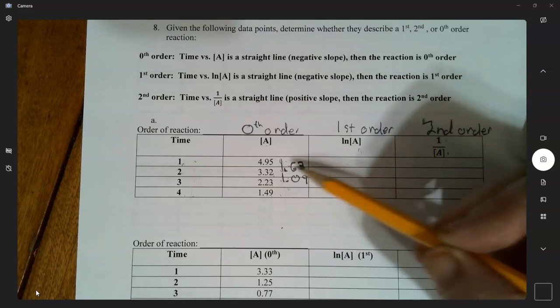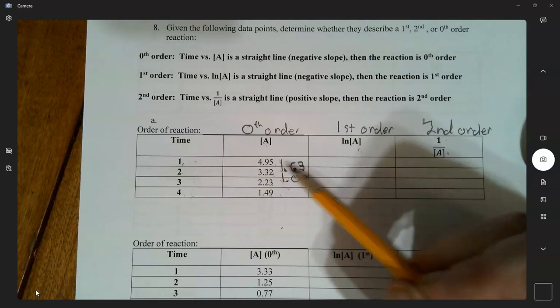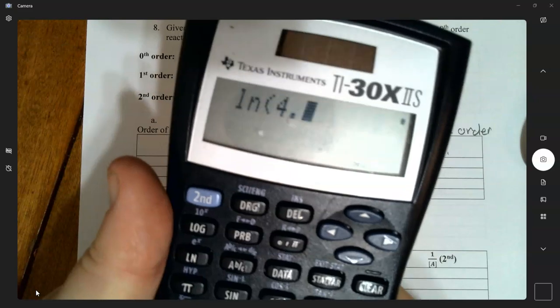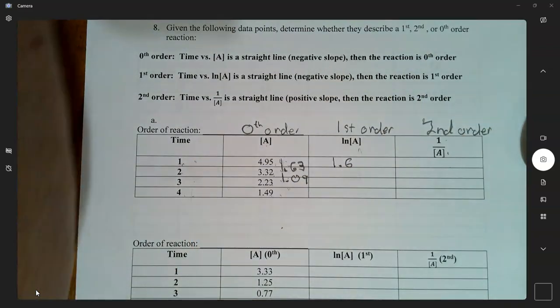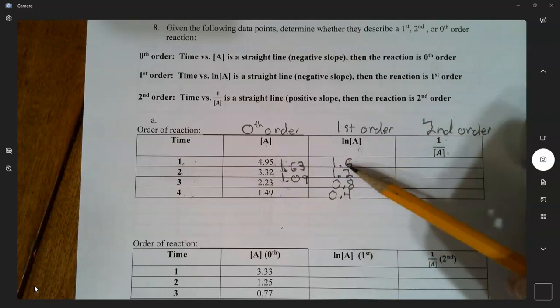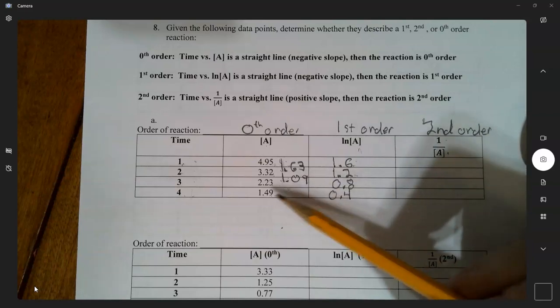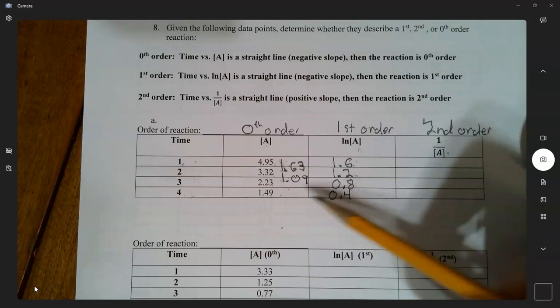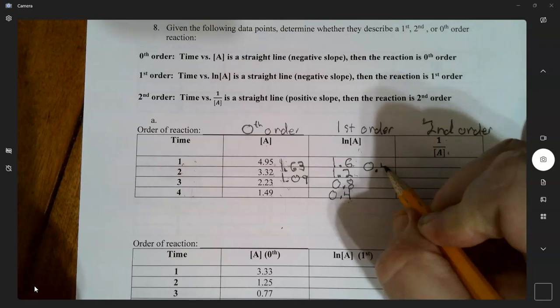So now we're going to come over here, and we've got to compute the natural log of each of these numbers. So I'm going to take the natural log of 4.95. So ln 4.95, that gives us 1.6. Now I'm going to stop the video and I'll do the rest of them very quickly. Okay, so these are the natural logs of each of these. The natural log of 4.95 is 1.6, of 3.32 is 1.2, of 2.23 is 0.8, and of this one, 0.4. So if you look at these differences, they are all the same.